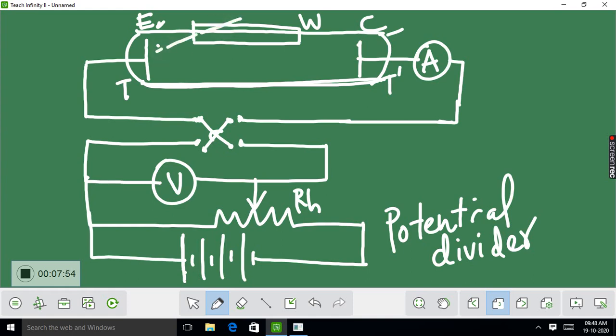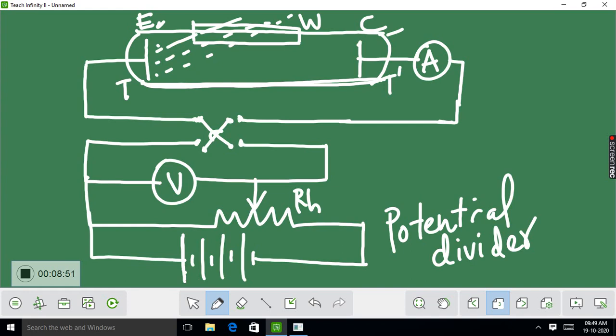Light is incident on the emitter electrode through the window. A potential difference is applied across the emitter and collector with the help of a potential divider. This enables us to apply a variable potential difference between emitter and collector. The photoelectrons emitted from the emitter are collected by the collector electrode. The photoelectric current in the circuit is measured by an ammeter. With this arrangement, we can study the effects of different factors that affect photoelectric emission.